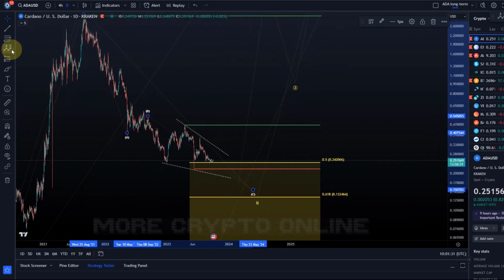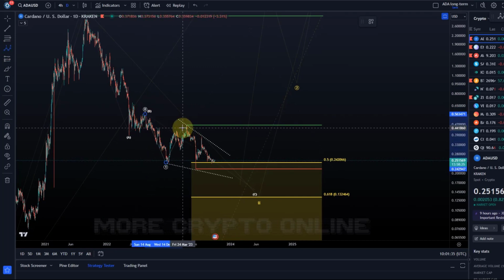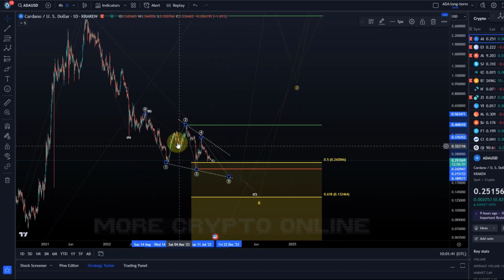And in the C wave, we have basically this ending diagonal where we say, okay, this was a wave 1, this is a wave 2, maybe this is a 3, maybe this was the 4, and this is the last wave down in a wave 5. But also it should give us one more bear market low.